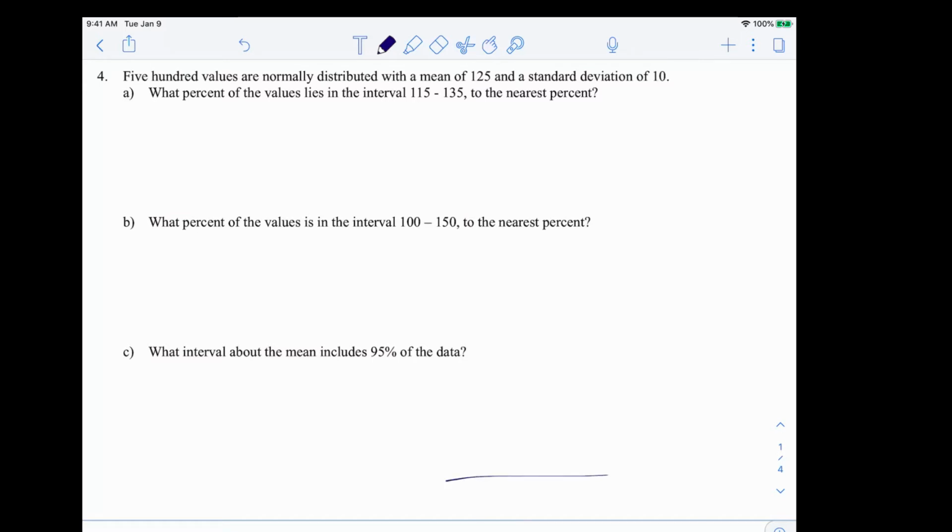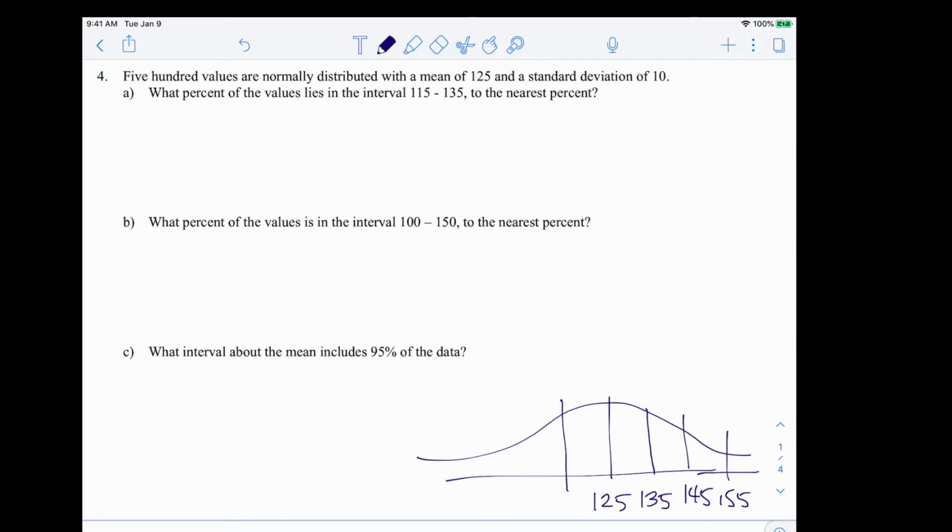So if I do that, we then put in the mean, which is 125, and then we use our standard deviation of 10 to find out that 1 standard deviation above is 135, 2 would be 145, and 3 would be 155. 1 standard deviation below the mean is going to be 115, 2 below would be 105, and 3 below would be 95. I'm only going to do 4B for this particular problem, which is asking us what percent of the values are in the interval from 100 to 150 to the nearest percent.